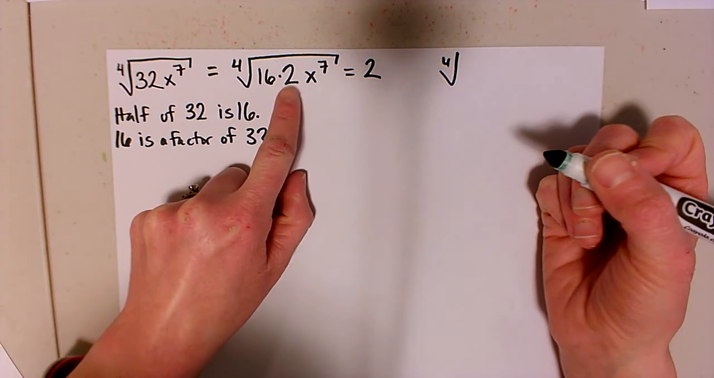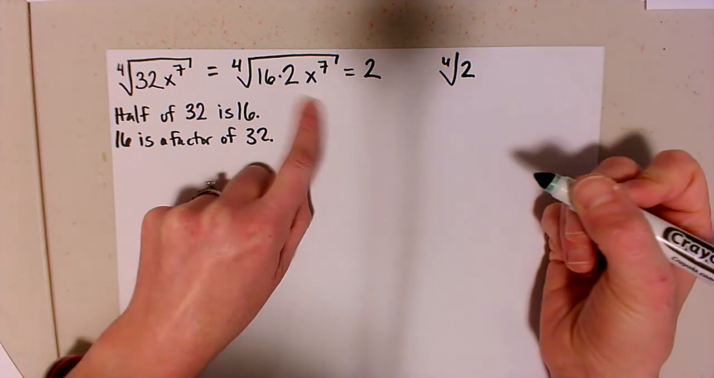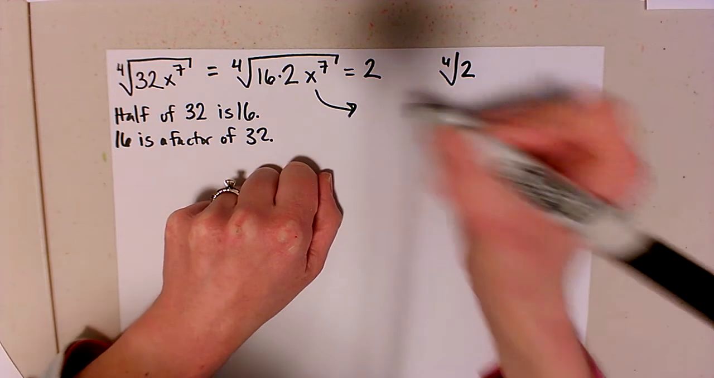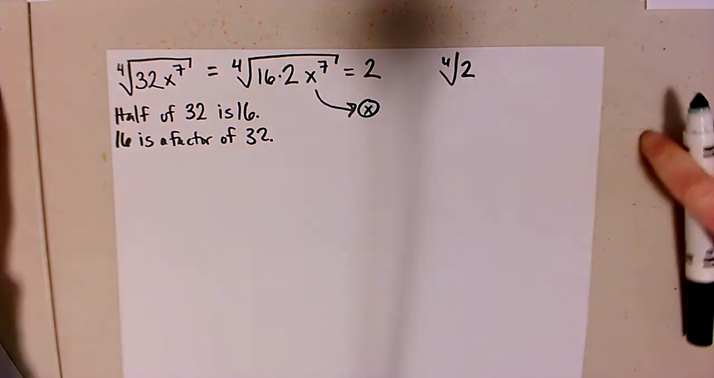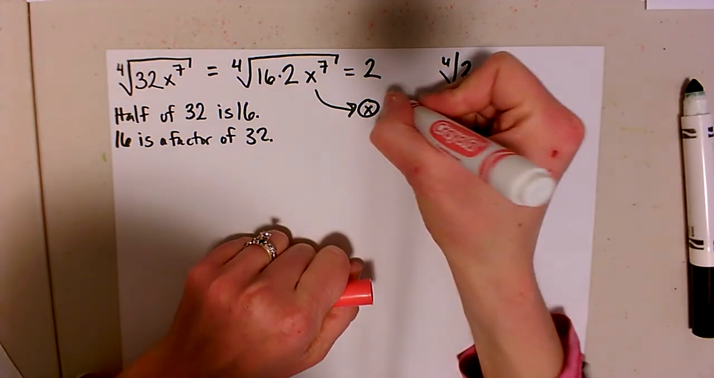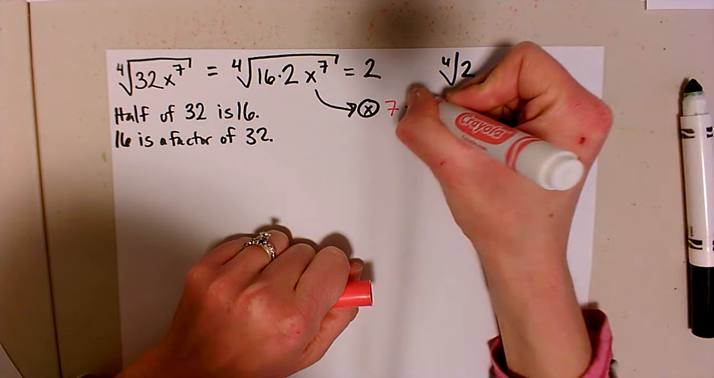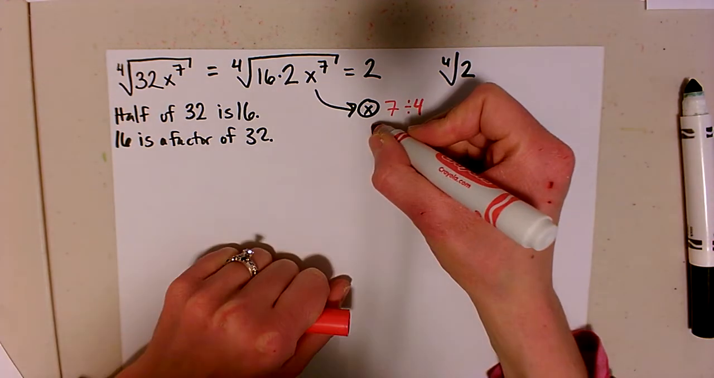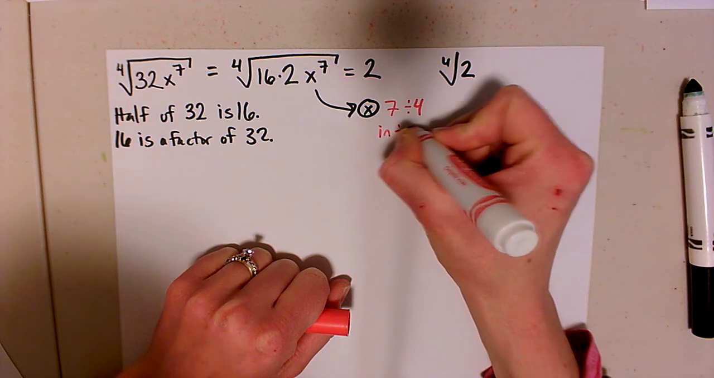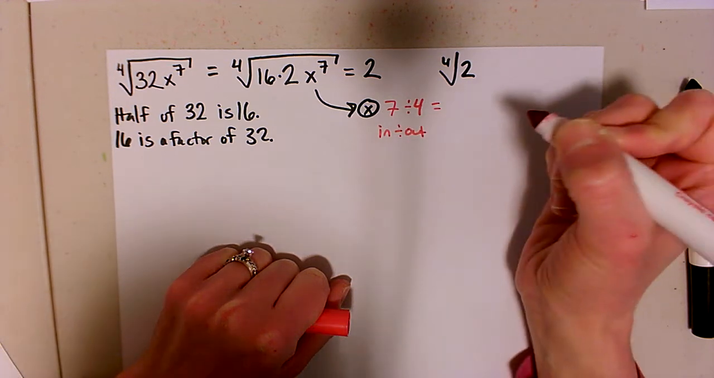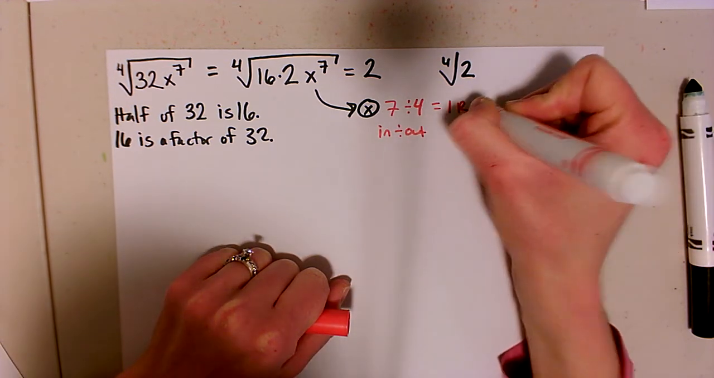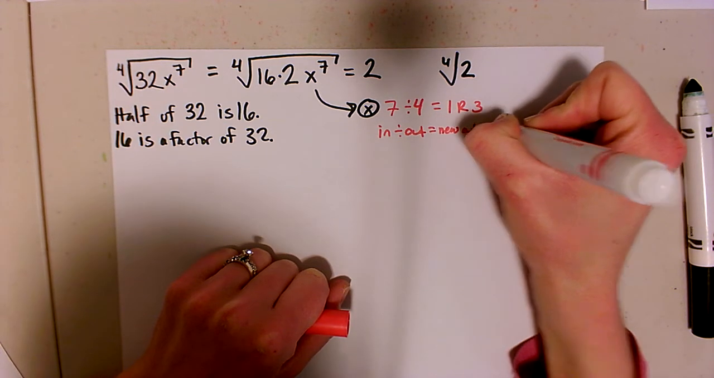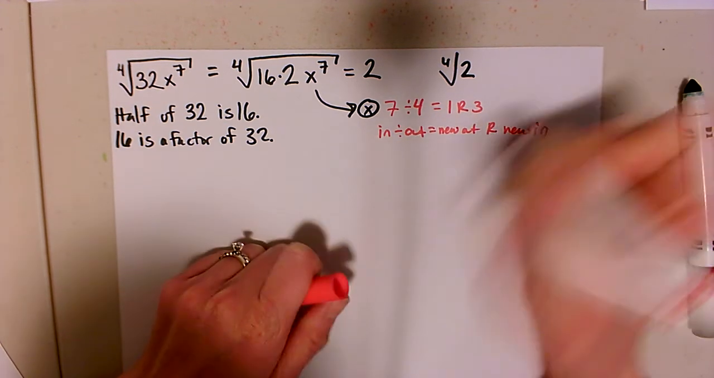This 2, I can't take the 4th root of this 2, so that stays on the outside. Now, to deal with this x to the 7th, we'll do a little thinking. We take our exponent on the inside, which is 7, and we divide it by our root on the outside. So I'm doing in divided by out. And so 7 divided by 4 is 1 remainder 3. So that gives me new out, remainder new in.